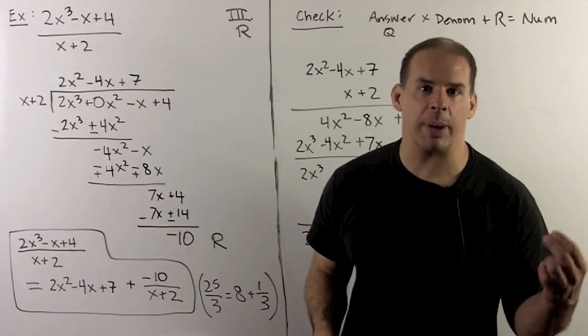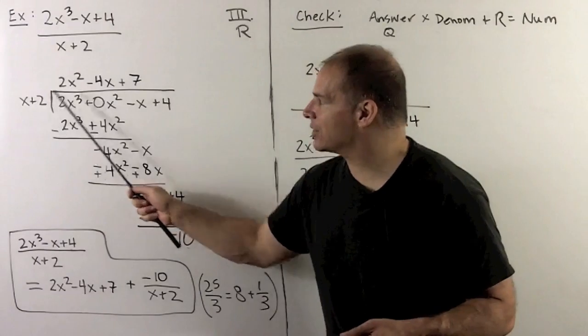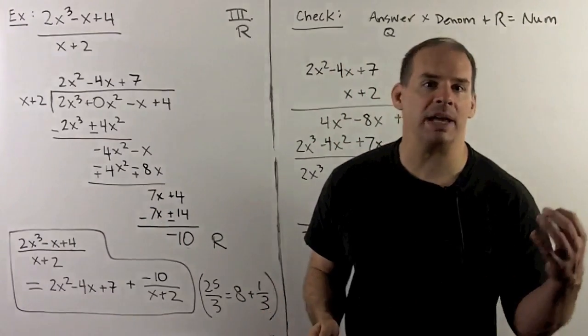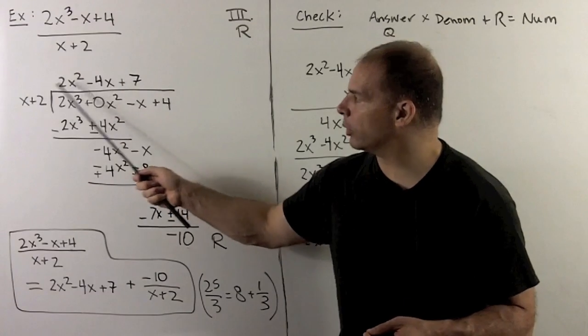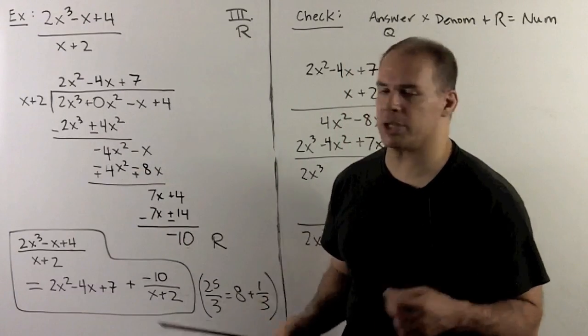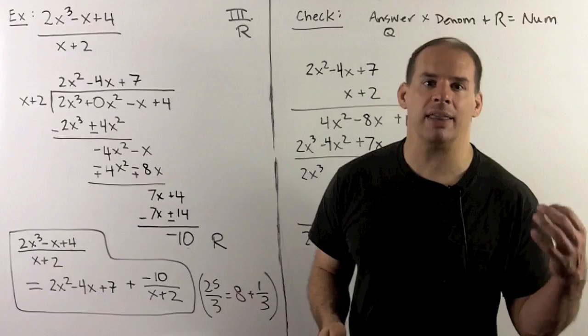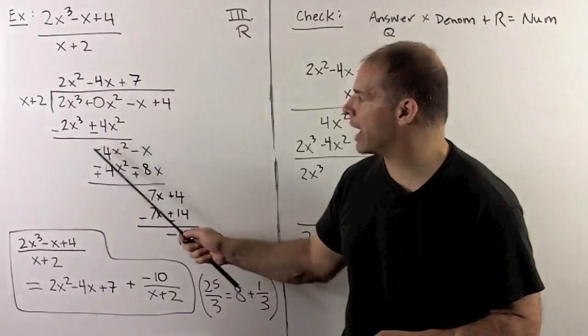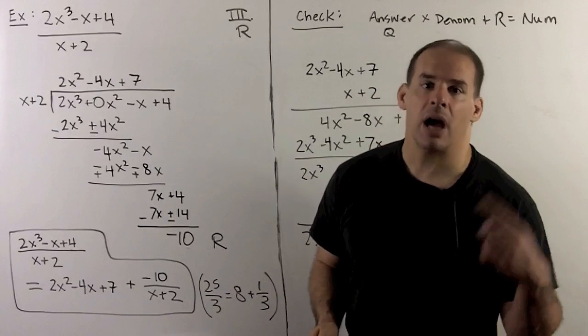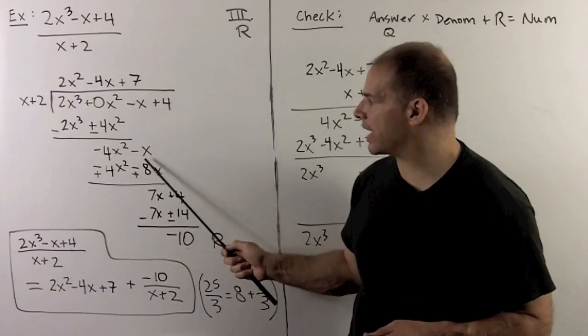Now, we want to match highest powers. So to go from x to 2x cubed, we multiply by 2x squared. So it goes above the bar. Multiply through, we have 2x cubed plus 4x squared. We negate, and then we add. First column goes to 0, second column goes to minus 4x squared. I drop the next term, so it's a minus x.